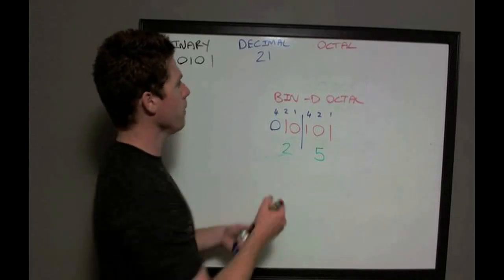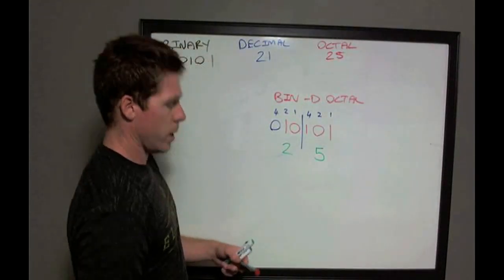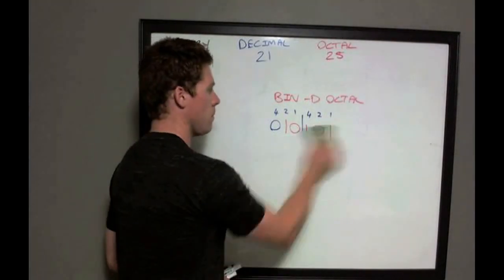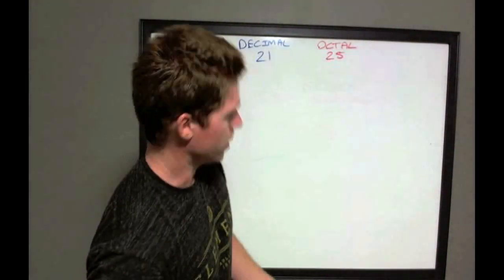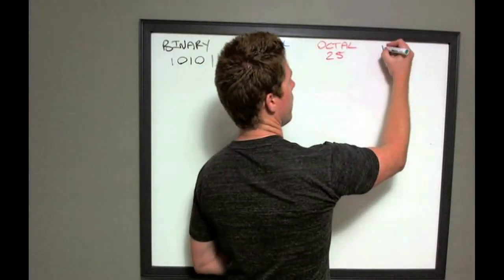So let's write that up here. And let's do our last number system, which is hexadecimal. Let's do green, that's a nice colour.